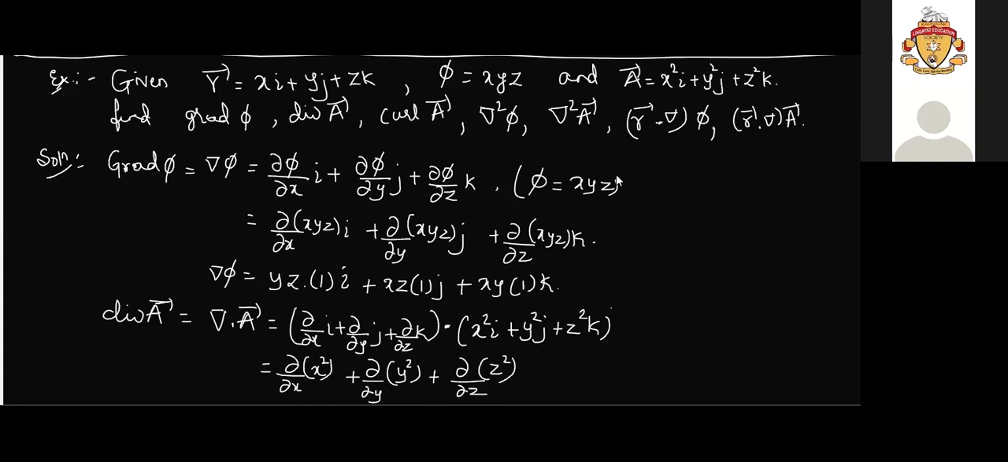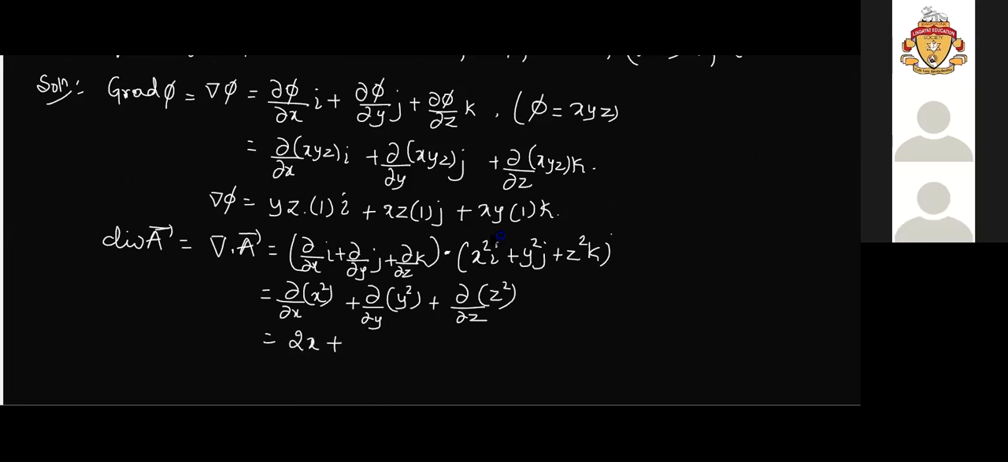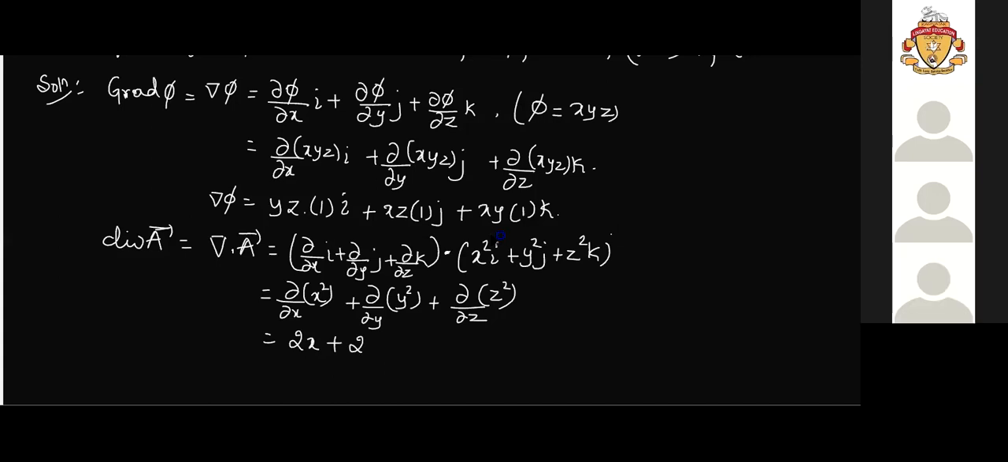What happens to i dot i and all? They are all 1, right? Dou by dou x of x square means derivative of x square with respect to x, which is 2x. Here, 2y. And 2z. One step can be written by taking 2 common.